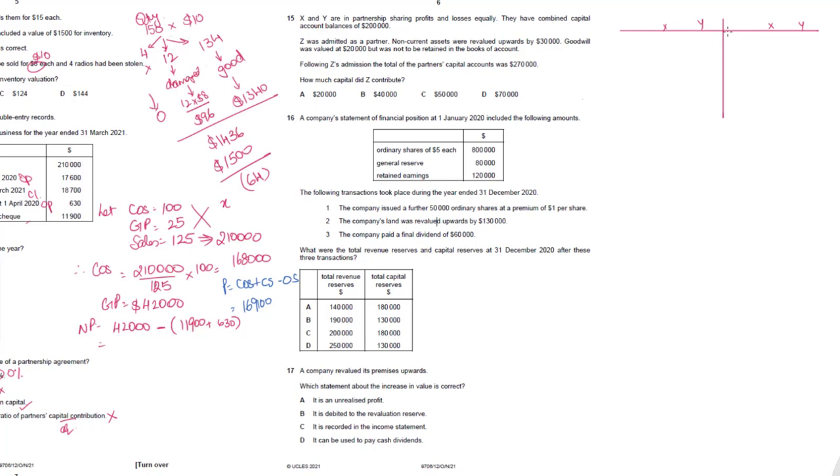Okay, since both the partners are given together, they have not given individual capital accounts, we'll prepare one single column for both the partners, X and Y. So brought down 200,000 and non-current assets were revalued by 30,000. So on the credit side, they would have credit of 30,000, both the partners together. Goodwill was valued at 20,000. So both the partners will get credit in their goodwill account.